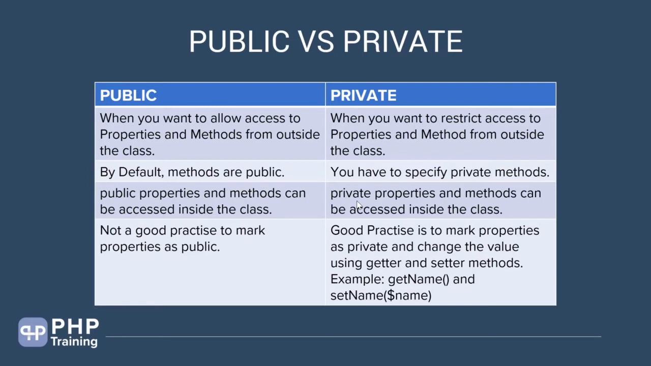Remember this definition. It's not a good practice to mark properties as public, whereas it's a good practice to mark properties as private and change the value using getter and setter methods. This is what we have seen just now. When we wrote the private dog class, we tried to hide all the properties via the private access modifiers, and then we wrote getter and setter methods to access them. That's a good practice that you have to follow when you define a class. Okay, so that's the difference between public and private access modifiers, and I'll see you in the next lecture.